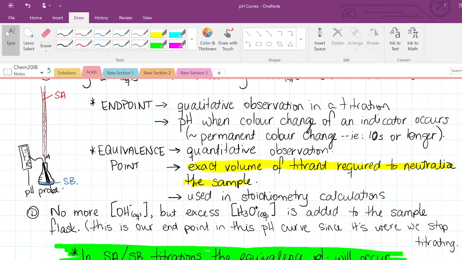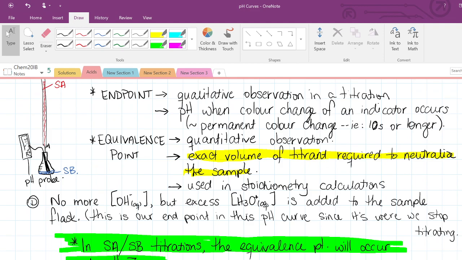This is really important for you to remember, these definitions. So your equivalence point is that quantitative observation when all of the hydroxide ions have been neutralized by all of the hydronium ions, and at that point, we have a pH of 7, exactly. The endpoint for our purposes right now, talking pH curve, is whenever we stop the titration. In a titration analysis, the endpoint will happen when we see that permanent color change, that qualitative observation. We'll do a titration analysis afterwards, but for right now, let's just focus on the pH curve.